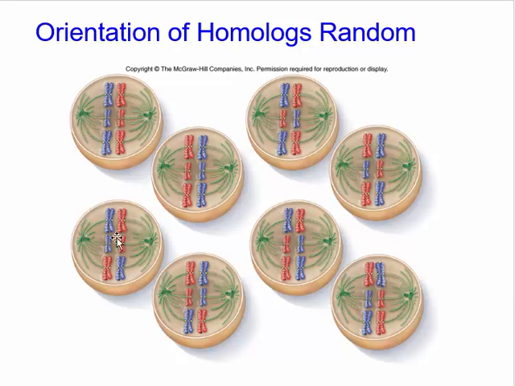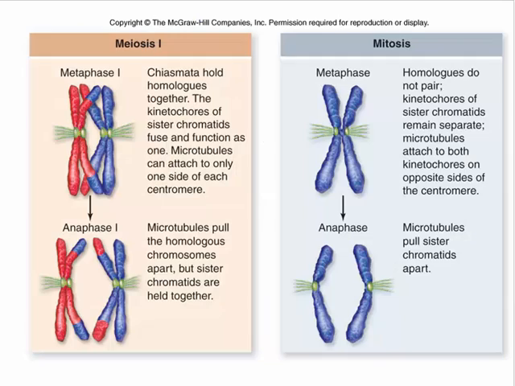But here's where we see some variation. 2 blue over to the left and 1 red, 2 red to the right and 1 blue to the right. And you see these different combinations. Because this is random, you can get a lot of different variation. And then the more chromosomes you have, the more different combinations you can have.